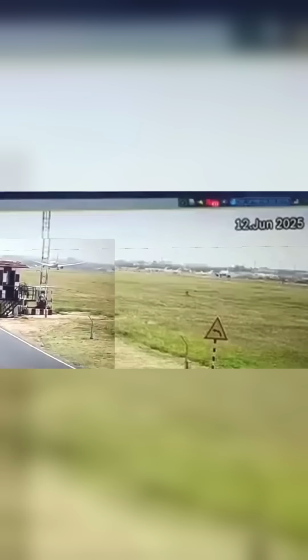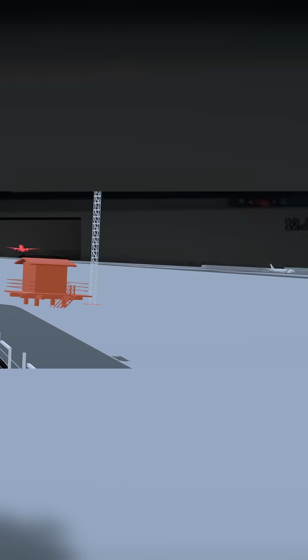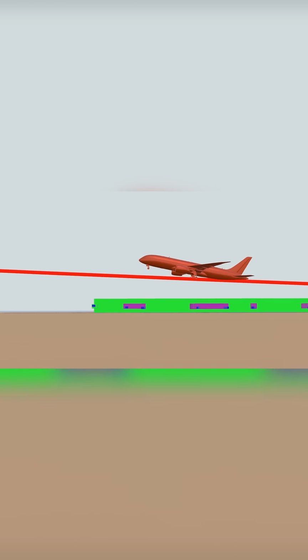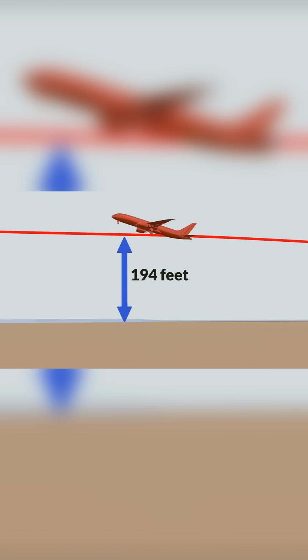How do I know all this? The answer is hidden in the same CCTV footage. We painstakingly cloned a 3D airplane in the footage and perfectly matched the entire motion of the flight. Now let's observe it from the side view. The maximum altitude the airplane achieved was just 194 feet from the ground.